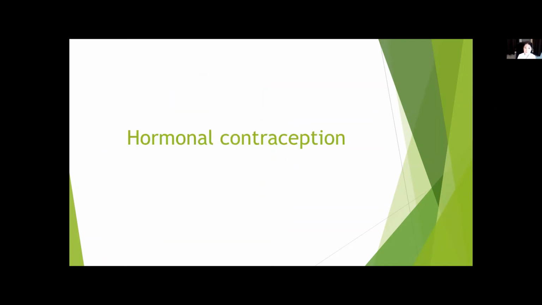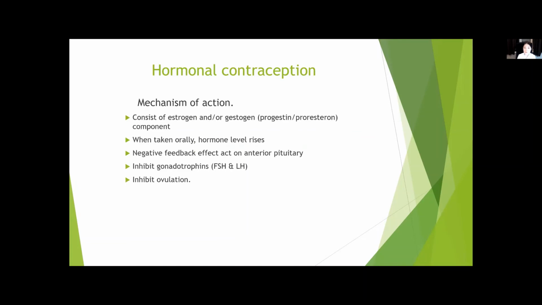Hormonal contraception consists of estrogen and or gestagen; progestin and progesterone are synonymous components. When taken orally, hormone level rises through 1 hour. Negative feedback acts on the anterior pituitary, inhibits gonadotropins, FSH and LH, and inhibits ovulation.